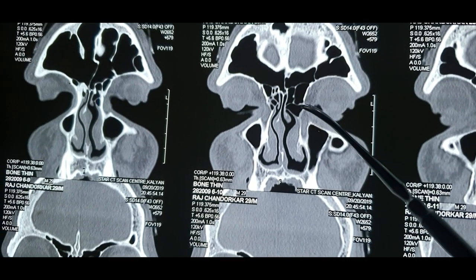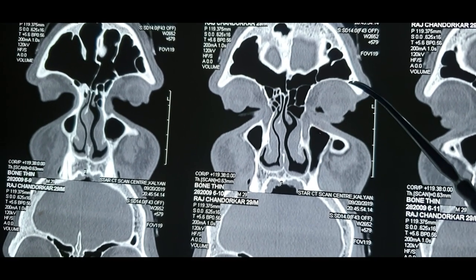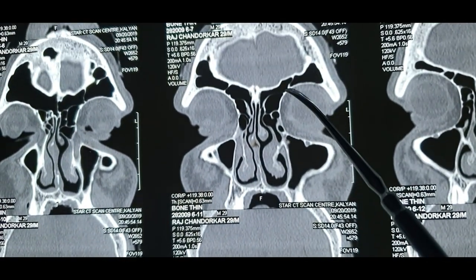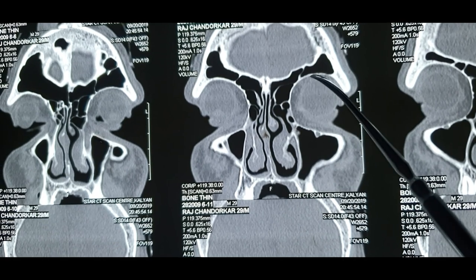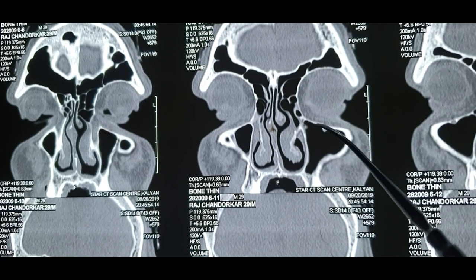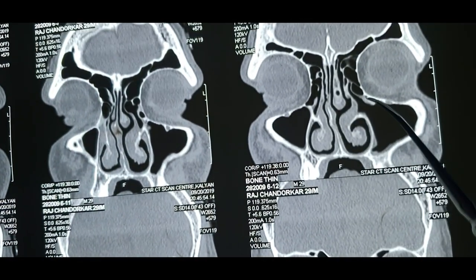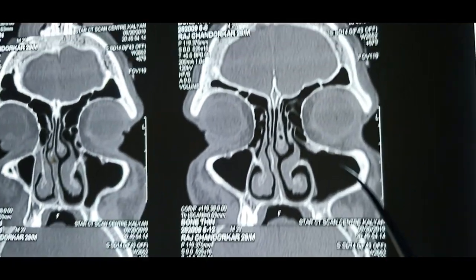This is the medial wall of the orbit, the roof of the orbit, the floor of the orbit as we go forward. This is the roof of the orbit. This is the medial wall. This is the floor of the orbit. The floor of the orbit is basically nothing but the roof of the maxilla. You see this?